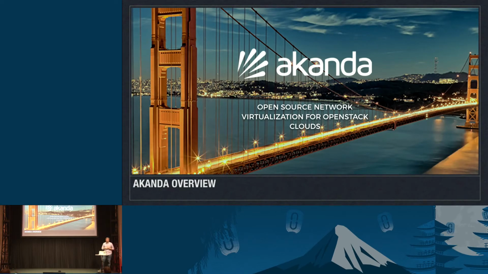And really, if you were in the keynotes either yesterday or this morning, you heard a little bit about the newest project in the OpenStack Big Tent. And we'll talk a little bit about that as well, since Akanda is one of the primary contributors to the Astara project.